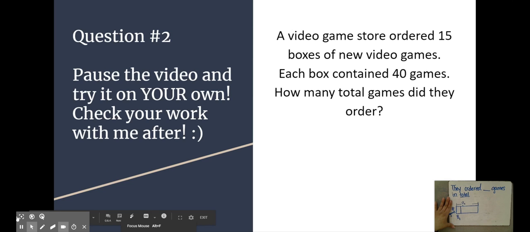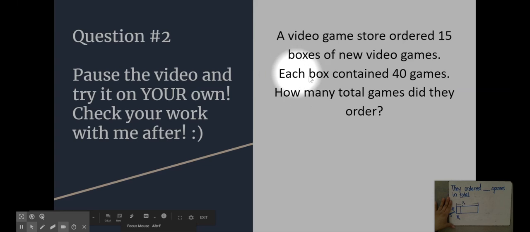Well, this information is coming straight from the problem. So I've got a video game store that ordered 15 boxes. So there's my box 1. And each box contained 40 games. So that's where this 40 is going to go.